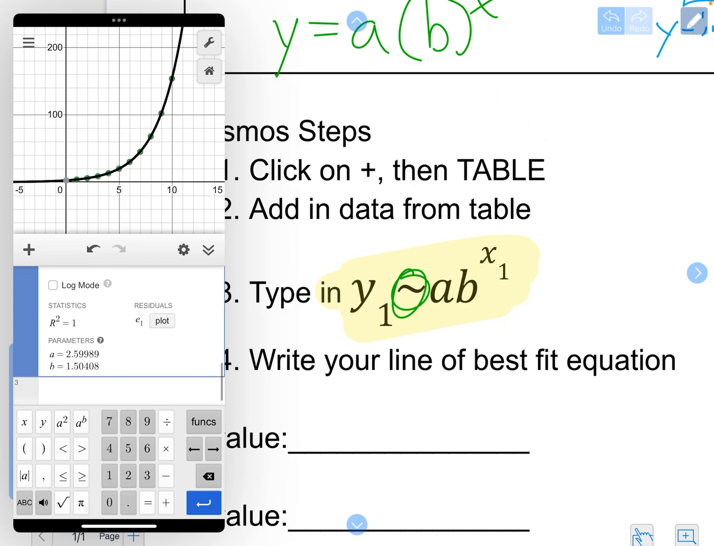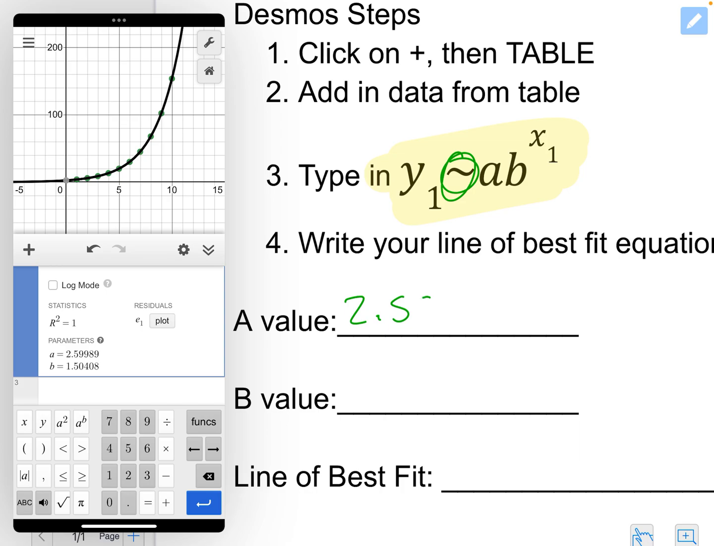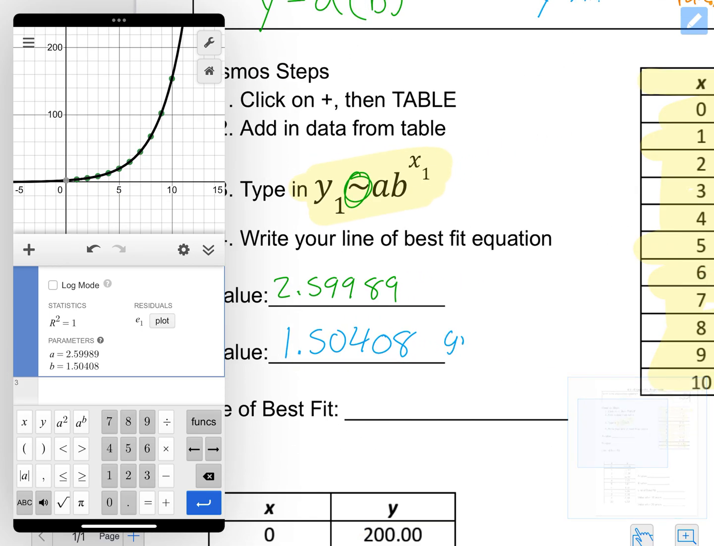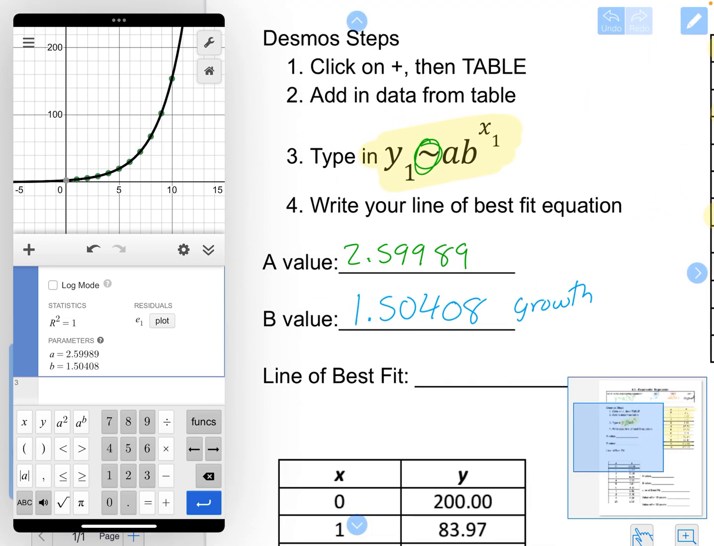So Desmos is going to give us our A value, which is our y-intercept, 2.59989. And it's going to give us our B value, which is our rate or our ratio, 1.50408. And if we notice, our B value is greater than 1, so it's growth. If we had simply looked at our table, we would have known that all of those values are increasing. So yes, it would be a growth graph.